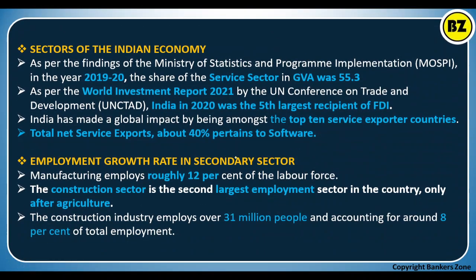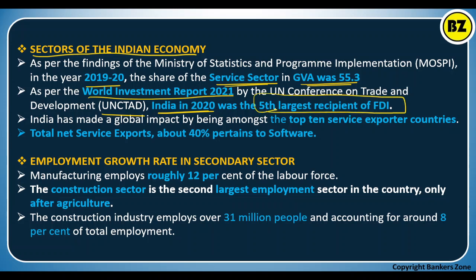Apart from that, we can see the sectors of the Indian economy. Here are some figures for you. As per the finding of the Ministry of Statistics and Programme Implementation, MOSPI, in the year 2019-20, the share of the service sector in the GVA was 55.3. According to the World Investment Report 2021 by the United Nations Conference on Trade and Development, called UNCTAD, India in 2022 was the 5th largest recipient of the FDI.